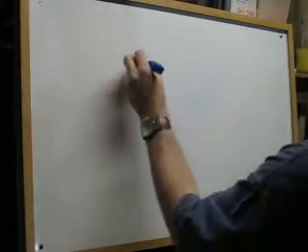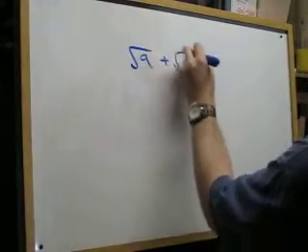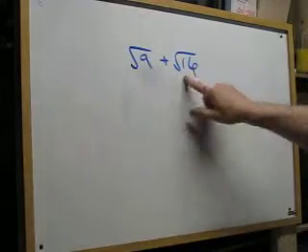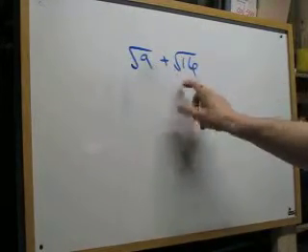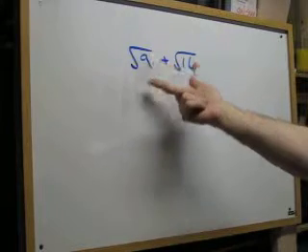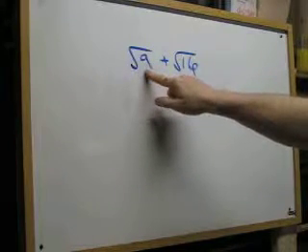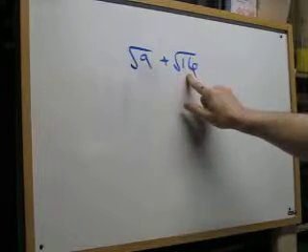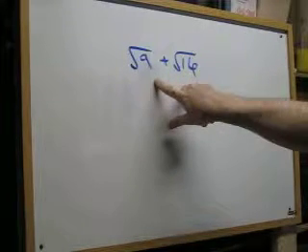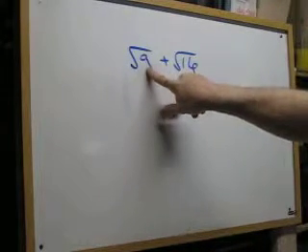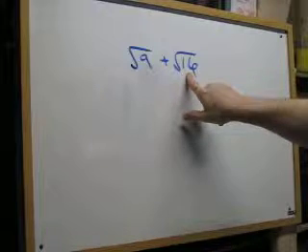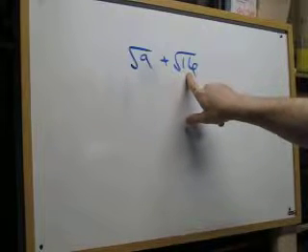If we're adding, we've got the square root of 9 plus the square root of 16. If we have a square root sign over a number, you can't add these unless the number in the radical sign is the same number. You can't add them. If you've got a variable under here, you can't add them unless they're the same.